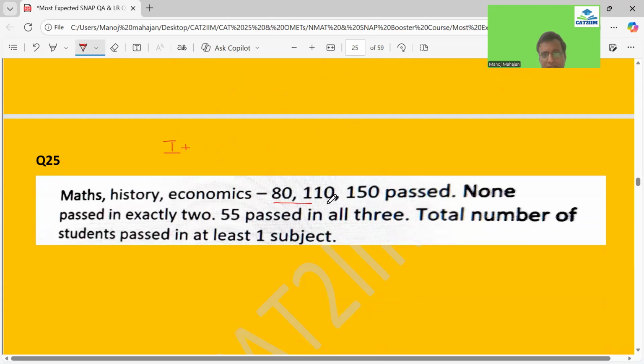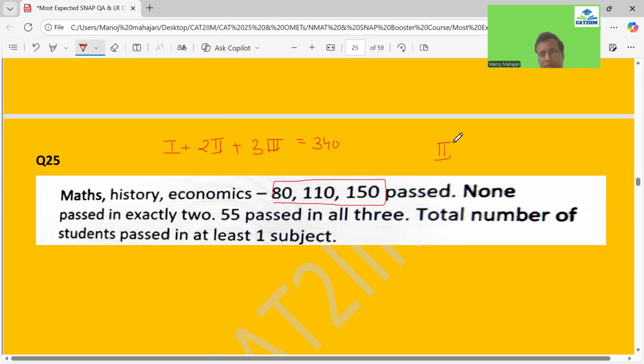See if you add these three together. So this is actually what? Exactly one and exactly two would be twice in this and exactly three would be thrice in this. So there could be students who pass in maths as well as history and economics also, right? So this sum total, if I do it, this gives me what? 150 plus 110 is 260 and 80 is what? 340, right? None pass in exactly two.